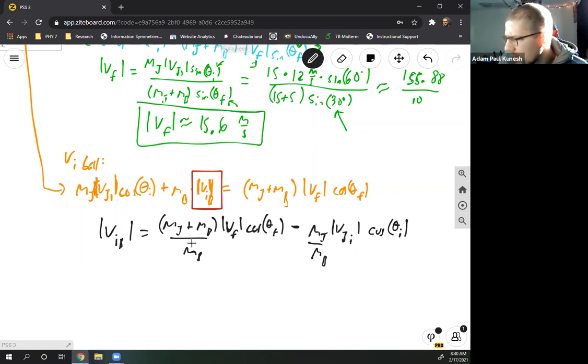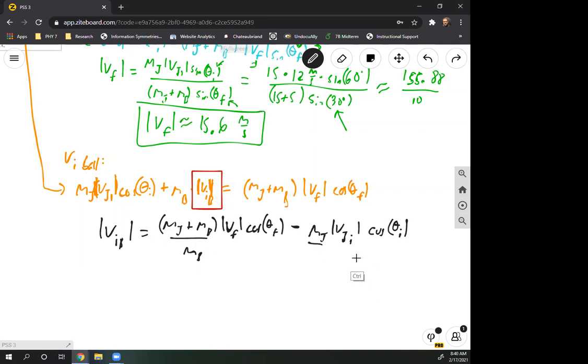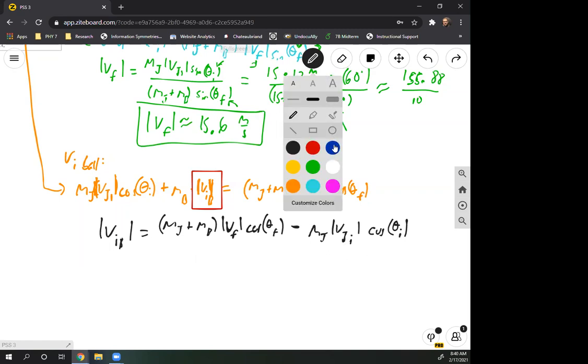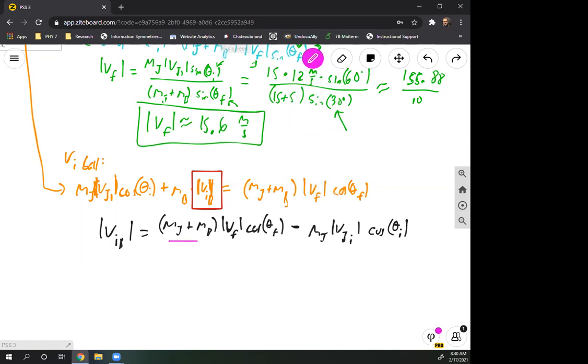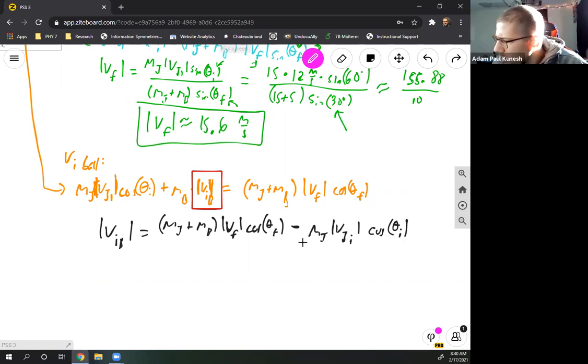You mean like if I did this and then divided that by MB? And like each one was separate, so it would be like MJ plus MB, VF cosine over MB, minus MJ, VJ initial cosine over MB. So are you thinking something like this? If I did over MB versus over MB? Or are you saying, well, go ahead.